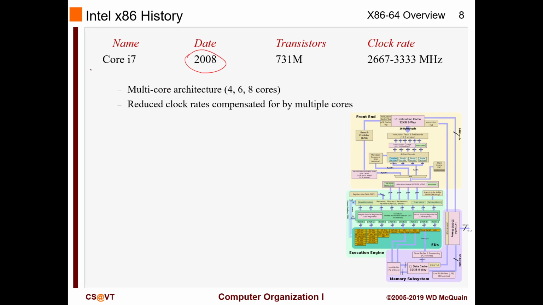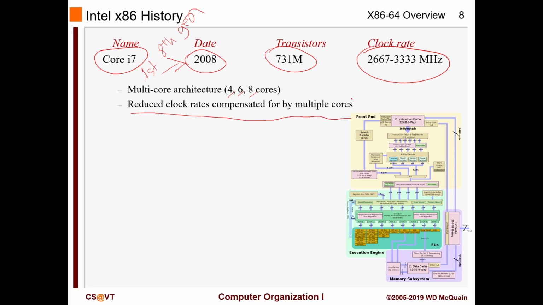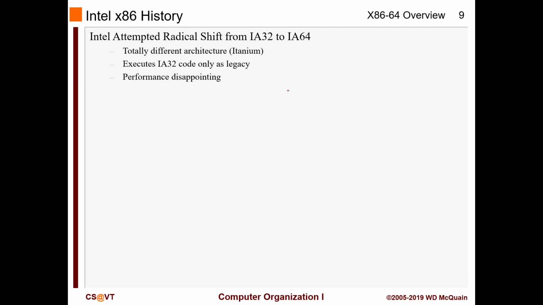In 2008, the Core i7 came out. Right now, I think the 8th generation is going on, but this is the 4th generation. It has even more transistors, better clock speed, and 4, 6, 8 cores, and the reduced clock rates were compensated by the multiple cores. This is what the architecture looks like, and if you ever start working for Intel, you will have more in-depth knowledge about this. So what we saw is that Intel attempted a radical shift from IA32 to IA64.